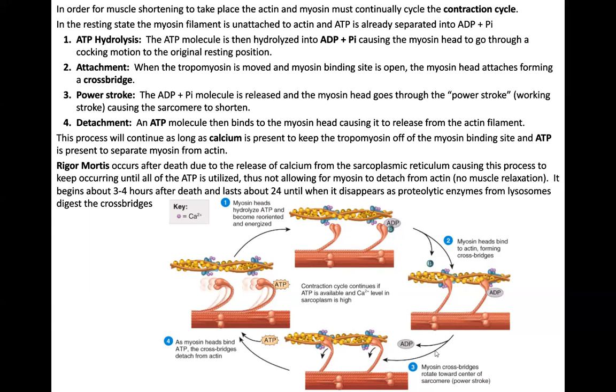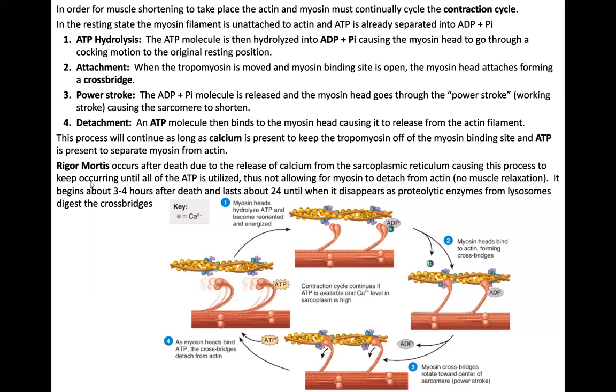Okay? This process is going to continue as long as we have 2 things present. Calcium, which once again keeps the tropomyosin out of the way of the myosin binding sites. And then ATP, because as we know, ATP is needed here, and then we release it here as we go through the different steps. So as long as ATP is present to separate myosin from actin, we can go from step 3 to step 4, and then that allows us to go through the rest of the steps again.